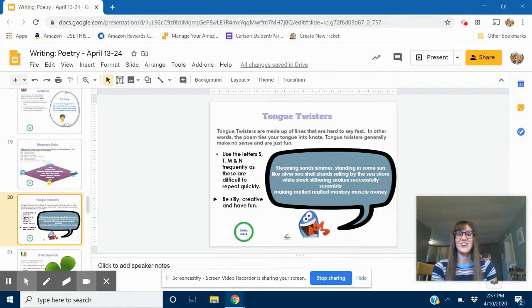Tongue twisters. Tongue twisters are made up of lines that are hard to say fast. In other words, the poem ties your tongue into knots. Tongue twisters generally make no sense and are just fun. It says for some suggestions here, use the letters S, T, M, and N frequently, as these are difficult to repeat quickly. Be silly, creative, and have fun. So let's see how I do with reading this tongue twister.